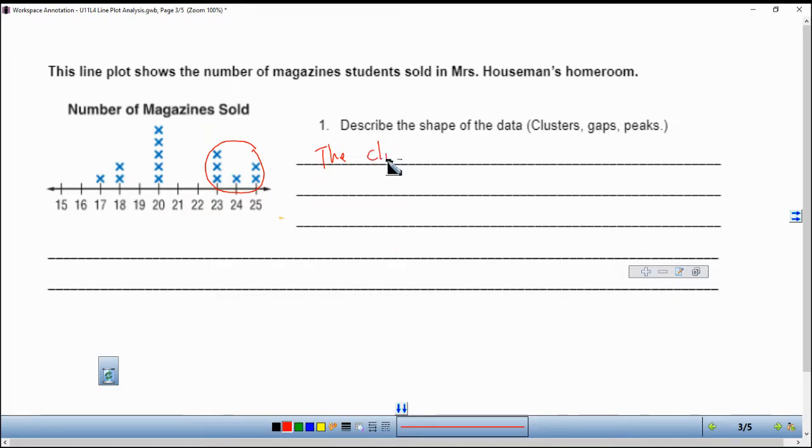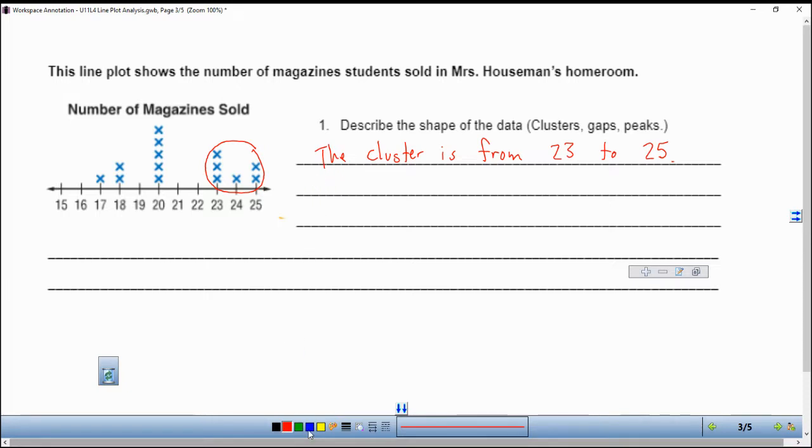The cluster is from 23 to 25. I was almost thinking 20 itself would be a cluster because there's a lot of data there. So if you said that 20 was a cluster, that would also kind of make sense. There's a lot of data on that one number.